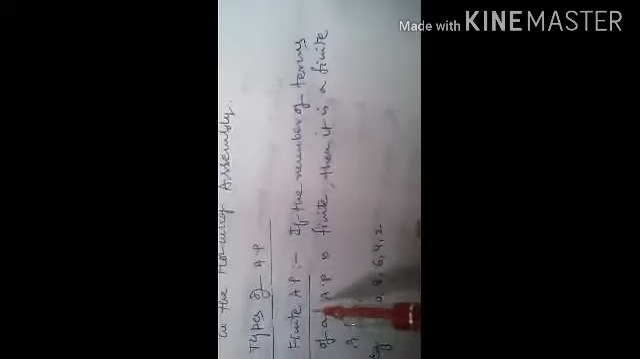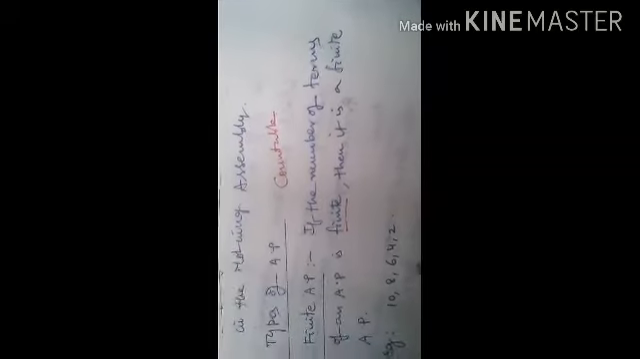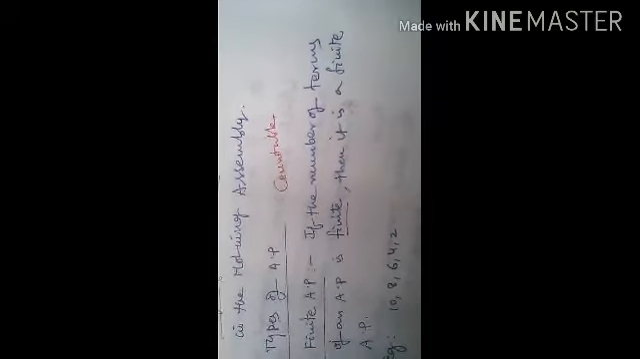So, types of AP, arithmetic progression. The first one is finite AP. If the number of terms of an AP is finite, finite means countable, then it is a finite AP. Example, 10, 8, 6, 4, 2. We can count the number of numbers in the AP.